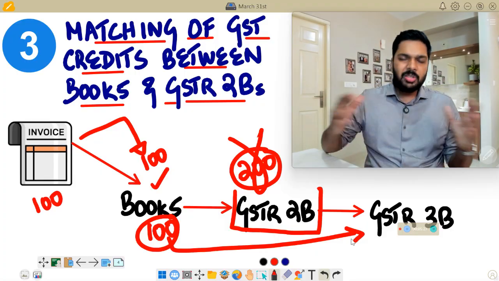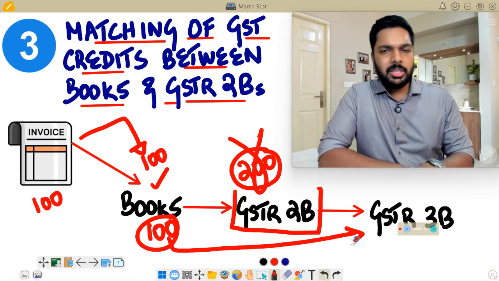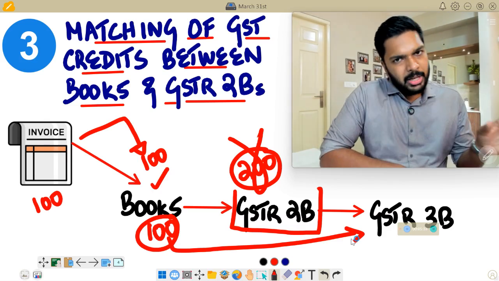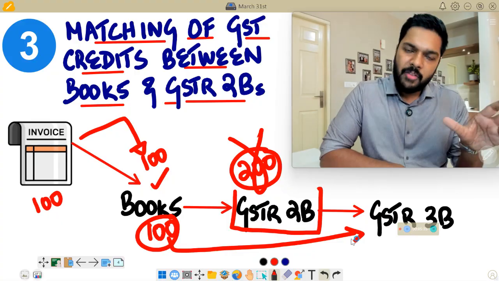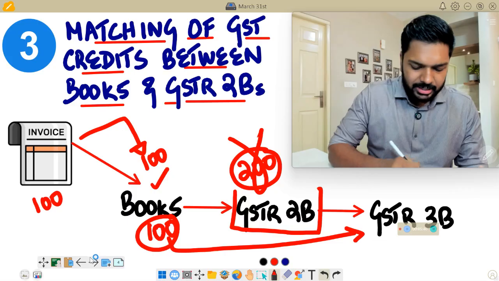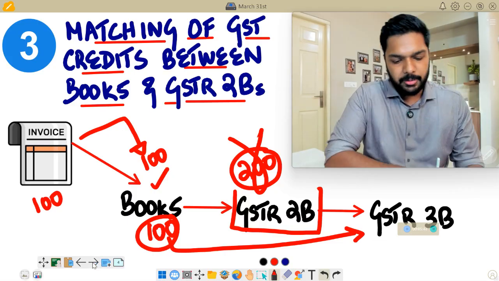So a reconciliation between whatever is appearing in your GSTR 2B versus whatever you accounted for in your books is to be done. Ideally, the minimum of the two will have to be disclosed in GSTR 3B for further utilization against the output tax liability. This is the third check.